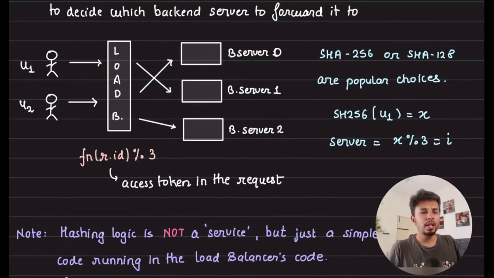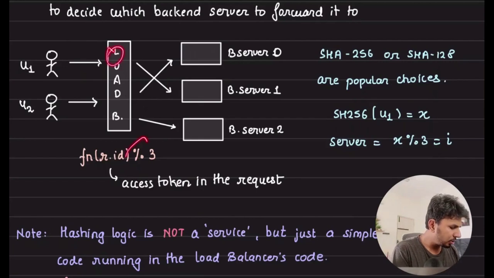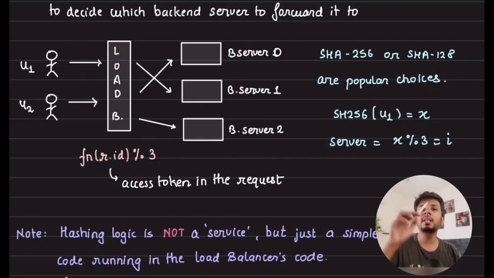So what you do is, depending on the request, you take the hash of something. Let's say hash of IP address, hash of request ID, hash of user ID, anything. Let's say hash of user ID. You take the hash of that user ID, you do a mod 3 because you have 3 backend servers. It gives you one of them, let's say 0. So you forward the request to 0.